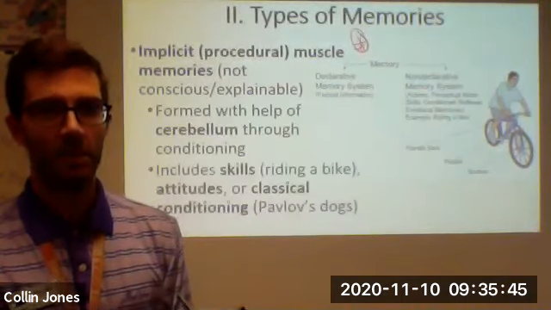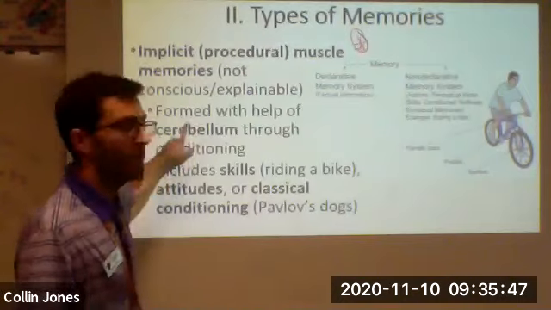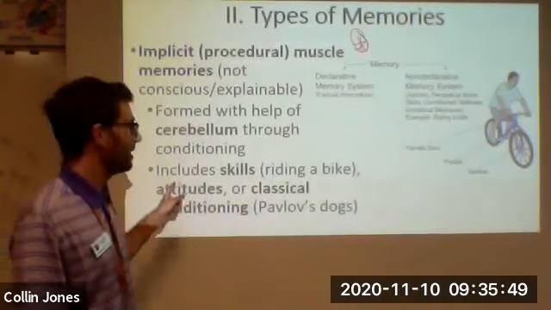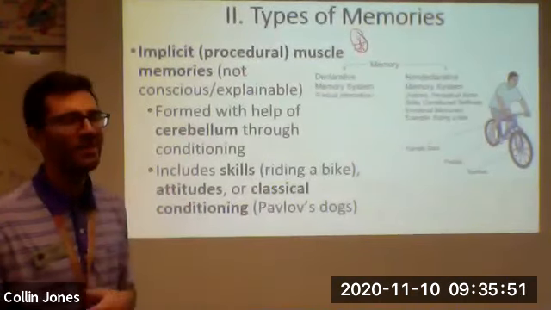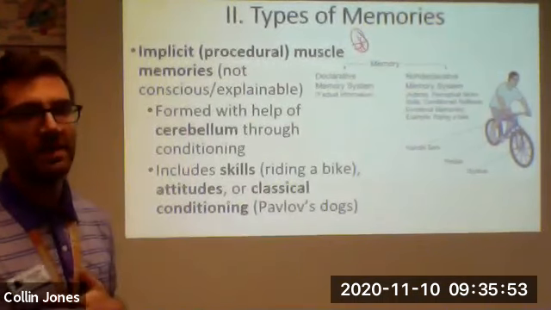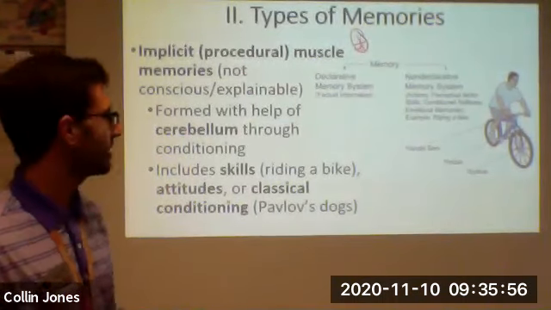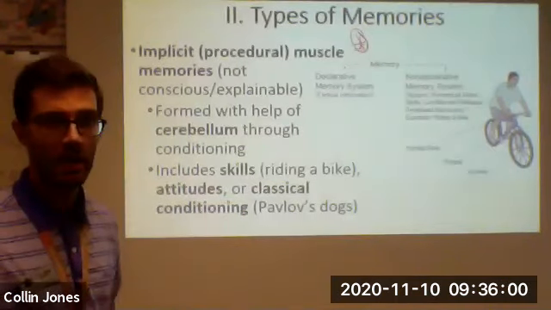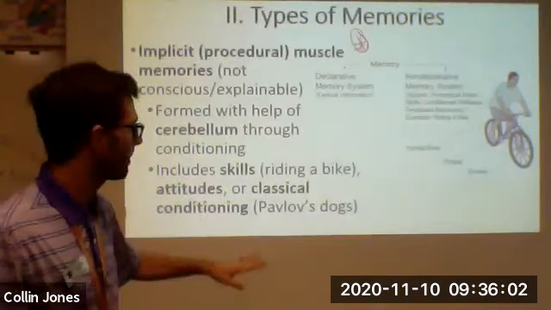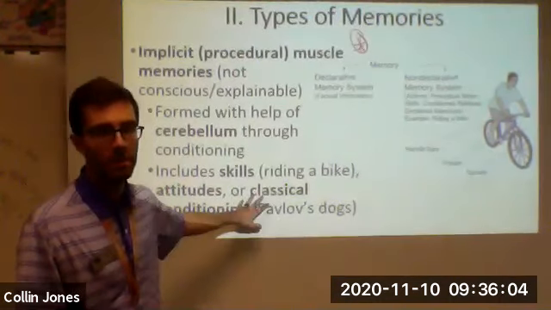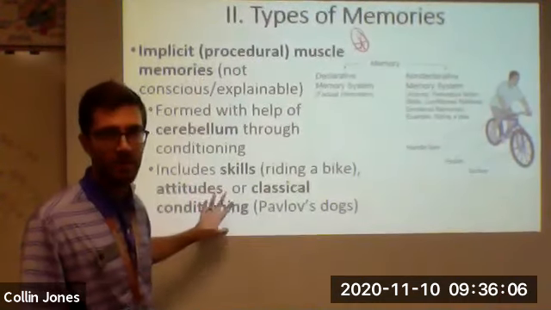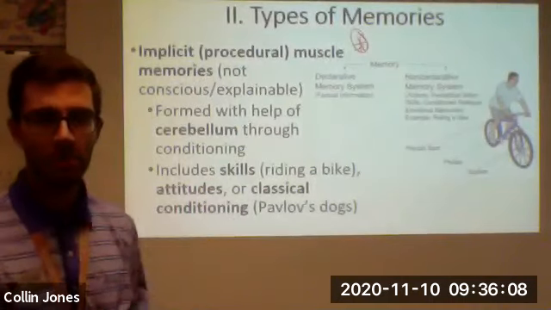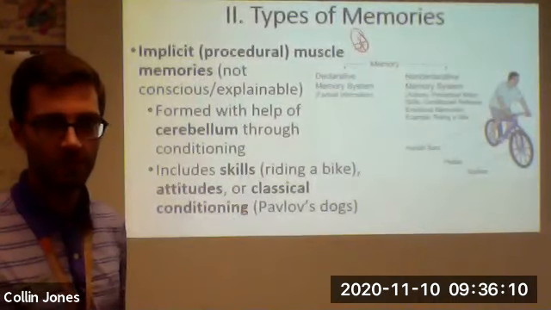So implicit memories are muscle memories, and they're in the cerebellum. It can be a way you feel about a certain person. It's hard to explain. That's an implicit memory. Classical conditioning. It was a reflex. I just acted. I just responded. I couldn't control it. That's a procedural, implicit muscle memory from your cerebellum. Okay? Two different types of memories, implicit and explicit.